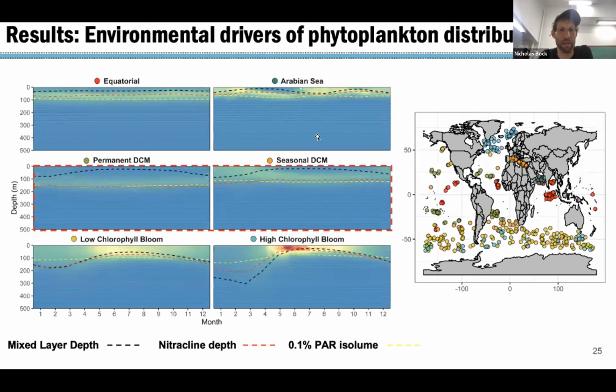This is in contrast to the permanent DCM and the seasonal DCM biomes, where the 0.1% PAR isopleth was more or less coincident with the nitrocline, representing much lower light levels at the depth of the nitrocline. Finally, the high chlorophyll bloom and low chlorophyll bloom biomes were primarily differentiated from the others by the variability in mixed layer depth, the seasonality of mixed layer depth, and by extension, average light levels within the mixed layer over the course of the year.